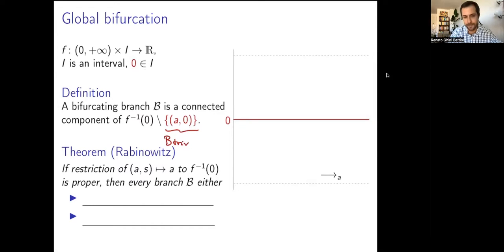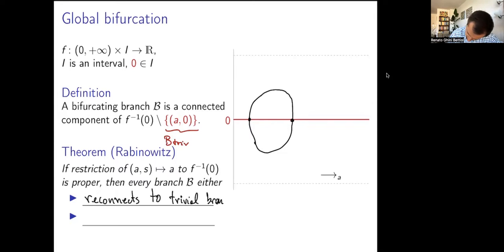If we add the hypothesis that the restriction to the 0 set of the projection onto the parameter, so the map that sends (a, s) to a, if that restriction is a proper map, meaning the inverse image of compact sets is compact, then there's a dichotomy. Every bifurcating branch that issues from some point here along the trivial branch either reconnects to the trivial branch, so maybe it goes back and closes up a circle like that, or it just goes on forever, or it's non-compact.